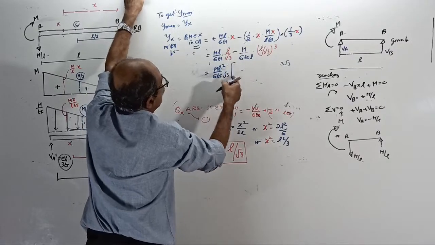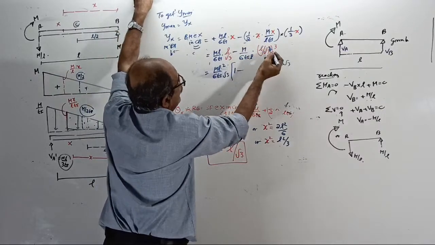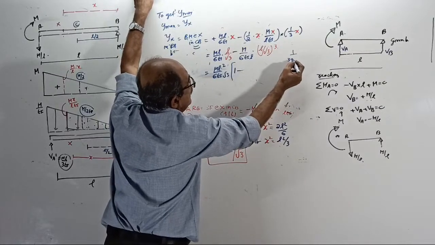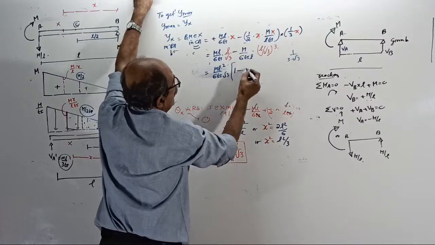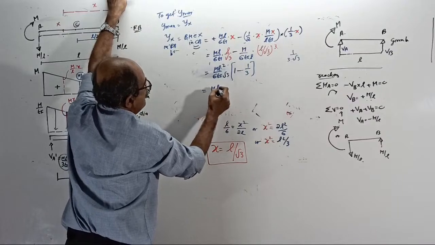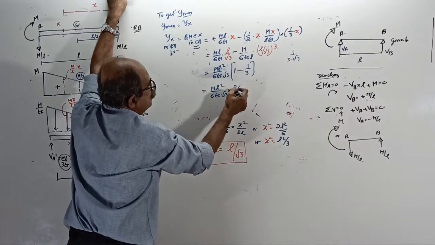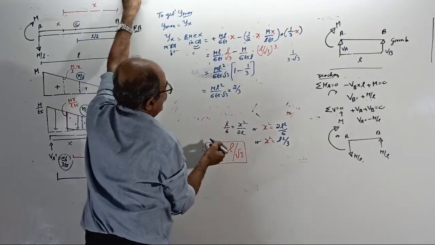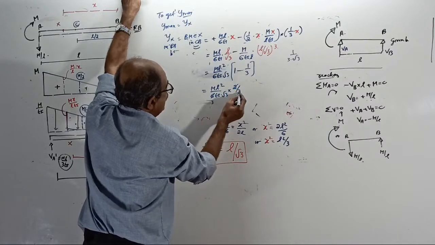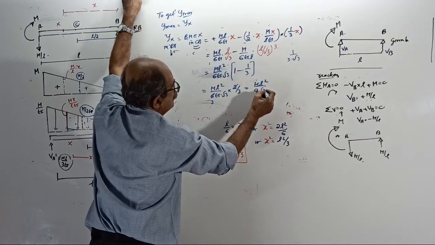If you take root 3 outside, it is 1 minus, this is all gone. L cube by L over. 1 by root 3 cube is what? 1 by 3 into root 3. So, root 3 has gone outside into 1 by 3. Simple mathematics. Or ML square by 6EI into root 3 into 2 by 3. Correct? 2 by 3. 2 2s are, 3 3s are 9, or equal to ML square by 9 root 3 is the answer.